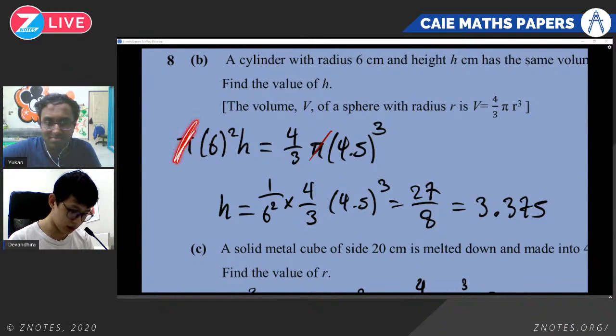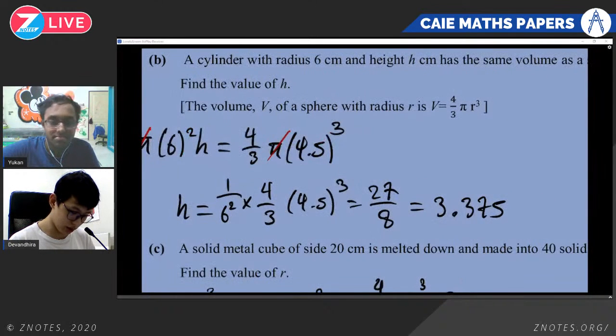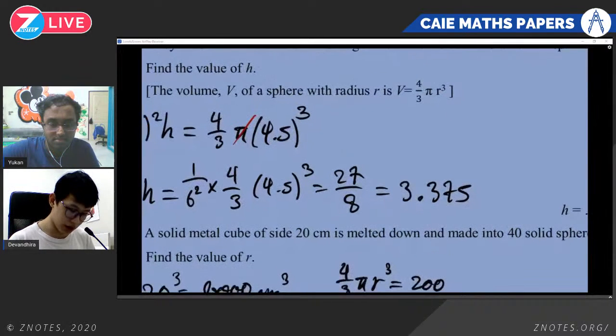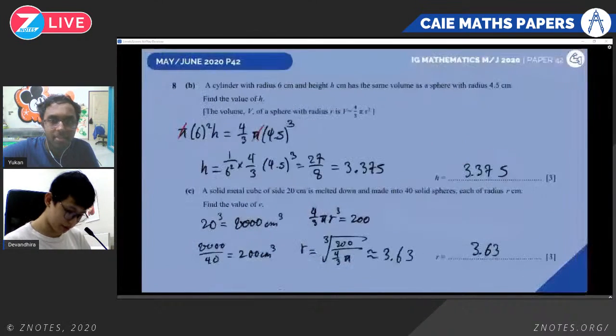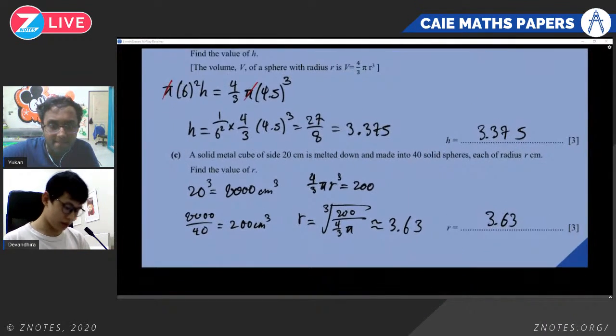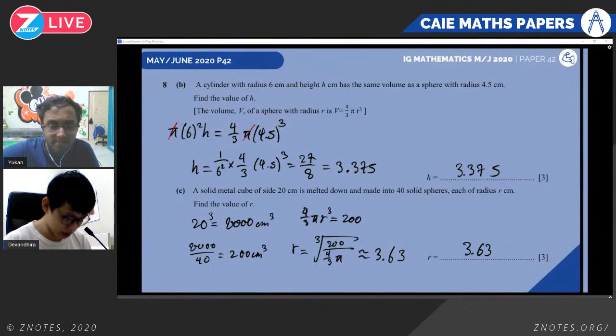We first can cancel the pi. The pi cancels, and we can divide 6 square both sides. So we would have this expression. You can put that in your calculator, and you should get 3.375. And that's our answer. Right? Yep, that's the final answer. Okay. Then easy 3 marks.